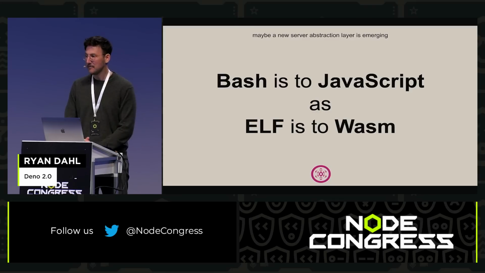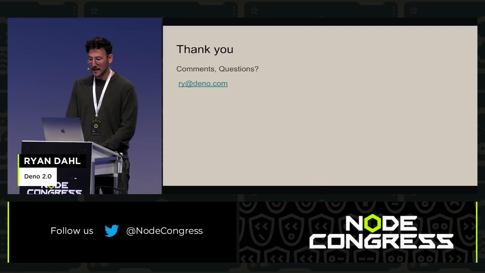And let me just leave you with this analogy, right? I think there is a new computing abstraction emerging here. Bash is to JavaScript as ELF is to WASM. There is kind of a post-Unix future emerging, and people like James are working on this in Winter CG. I'll leave it at that.